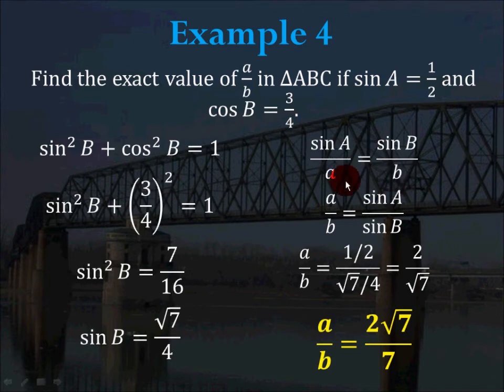So again, in this case, you just use the law of sines and you rearrange the terms so that you get this a over b ratio that you want. To find sine A, you have it. To find sine B, you need to use this identity because you are given cosine of B. Plug that in and you get sine squared of B equals 1 minus 9/16 or 7/16. Take the square root of both sides and you get sine of B is radical 7 over 4. Plug that in over here and then solve for a over b.